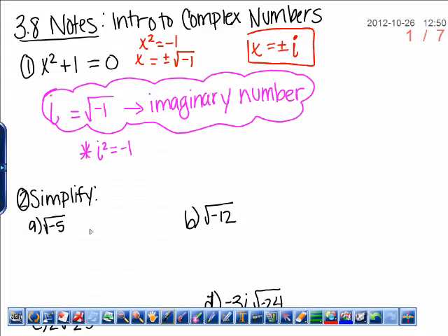Okay? So look at number 2. The square root of negative 5. I would think of that as the square root of 5 times the square root of negative 1. Can the square root of 5 be simplified? Nope. What is the square root of negative 1? i. So it's the square root of 5 times i. You can either write this as i root 5, or you may write this as root 5 i. Both of these are correct.